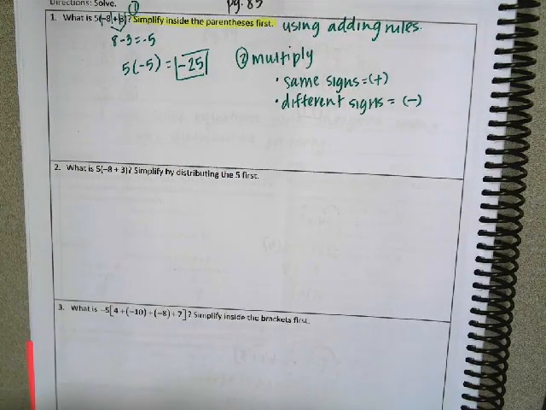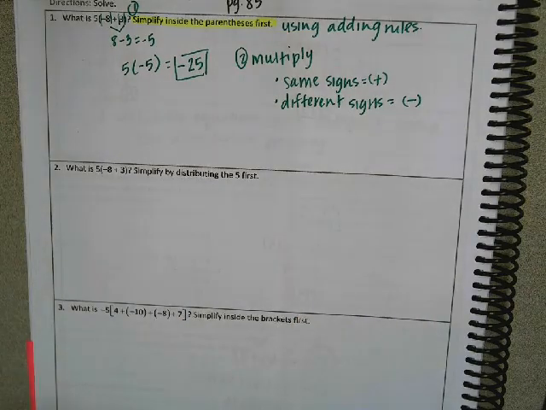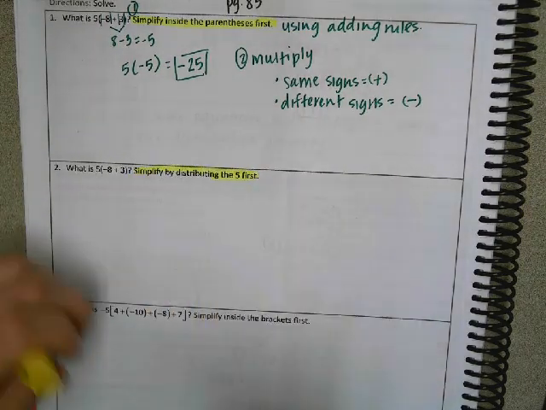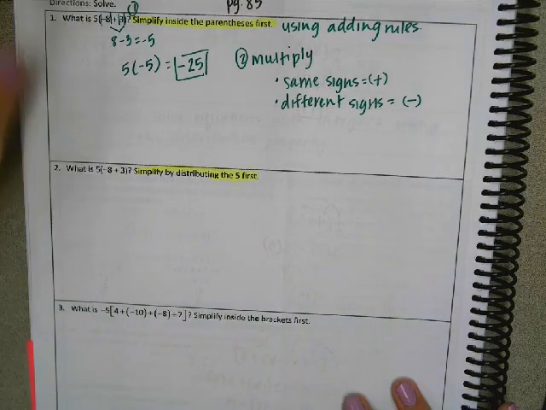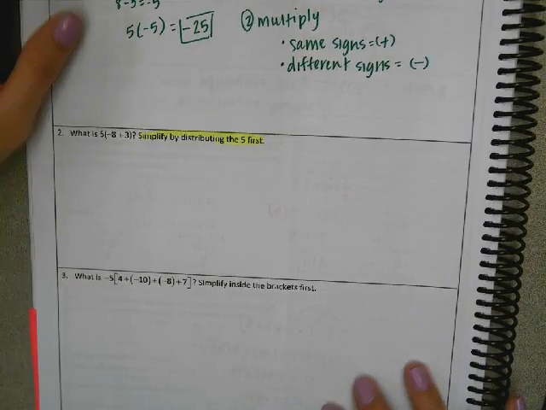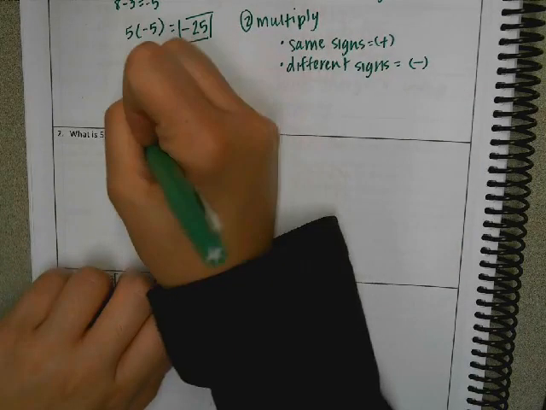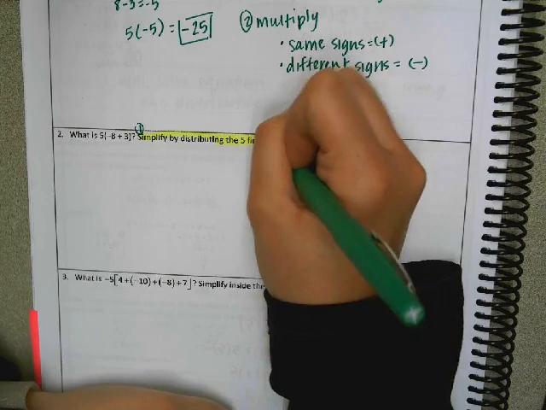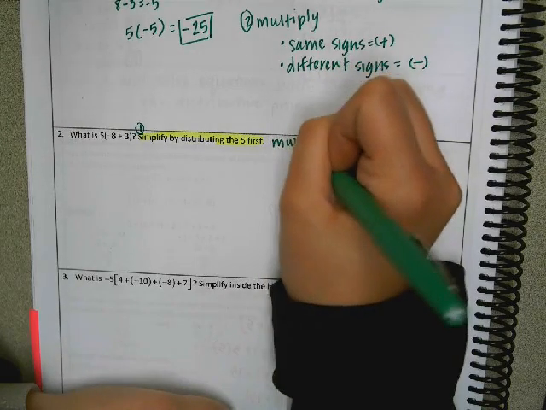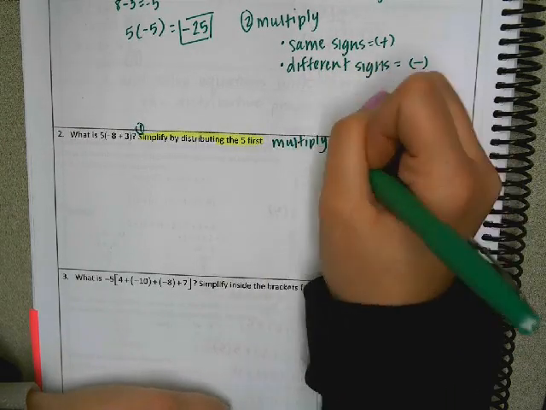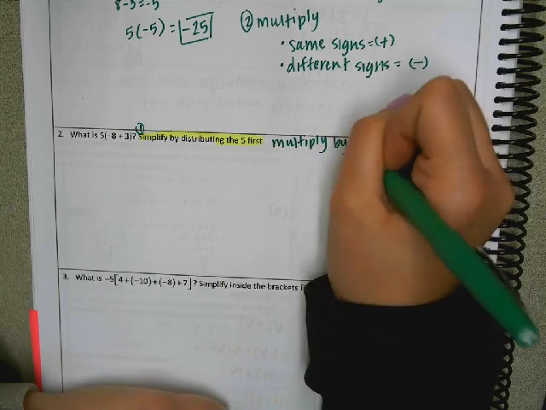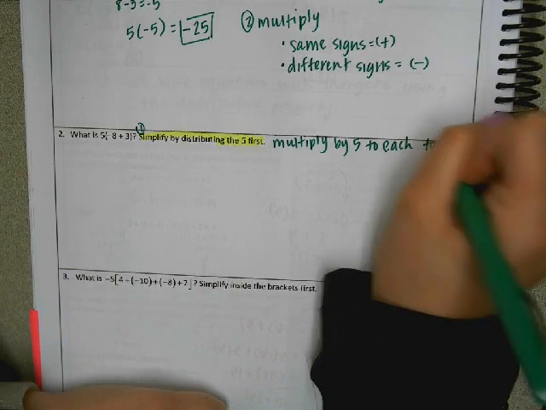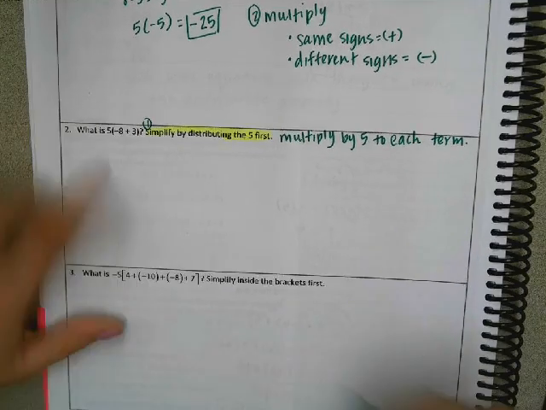Okay, the next one is simplifying by distributing the 5 first. So that's going to be my first step, is simplify by distributing the 5 first. And I'm just going to add more onto that. We're going to write multiply by 5 to each term. So we're going to do that by distributing first.